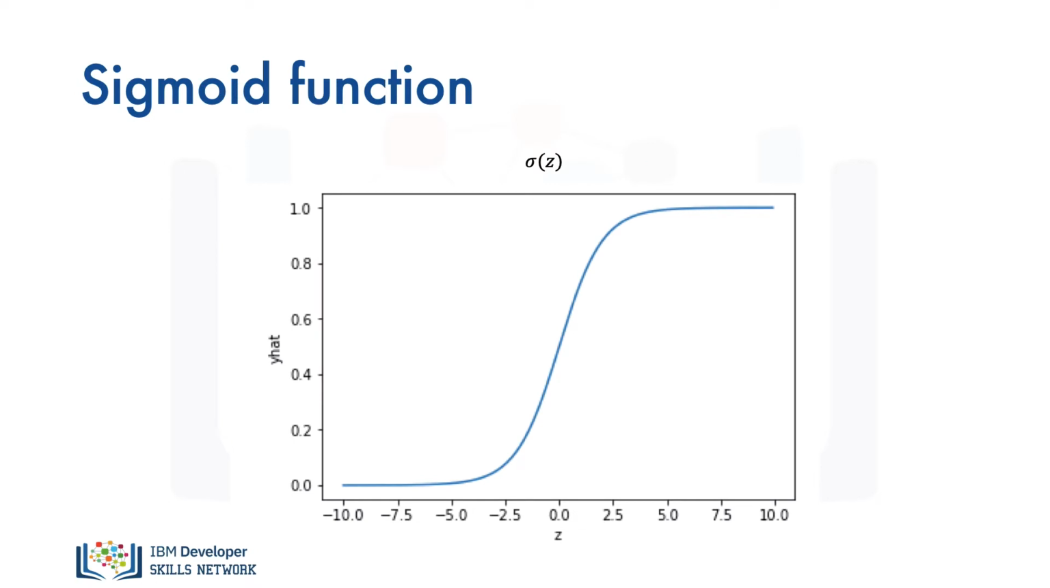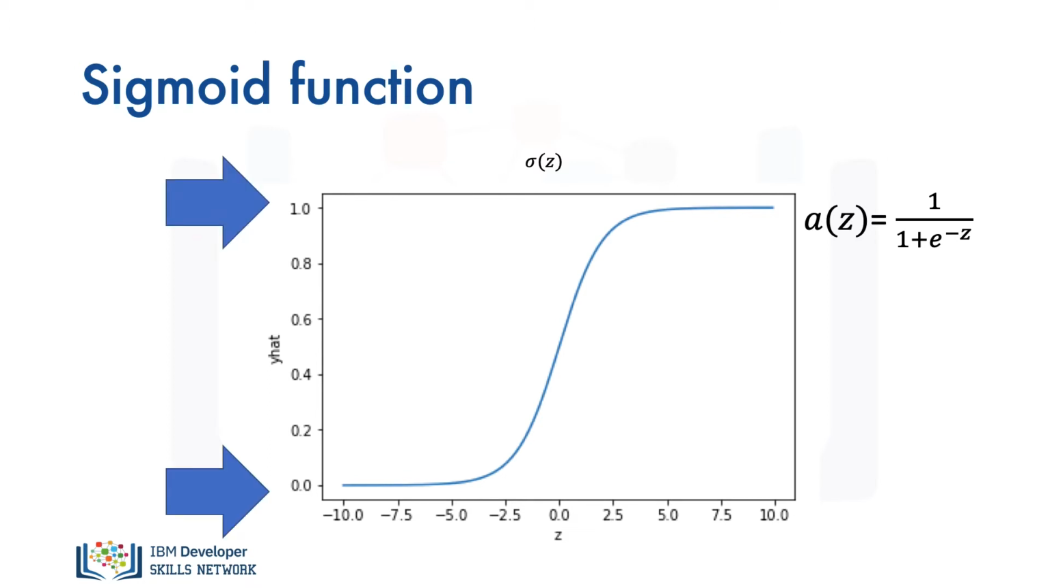The first activation function is the sigmoid function. Here is the mathematical formula for the sigmoid function. It has an upper bound of 1 and a lower bound of 0. One of the main drawbacks of using the sigmoid activation function is the vanishing gradient.